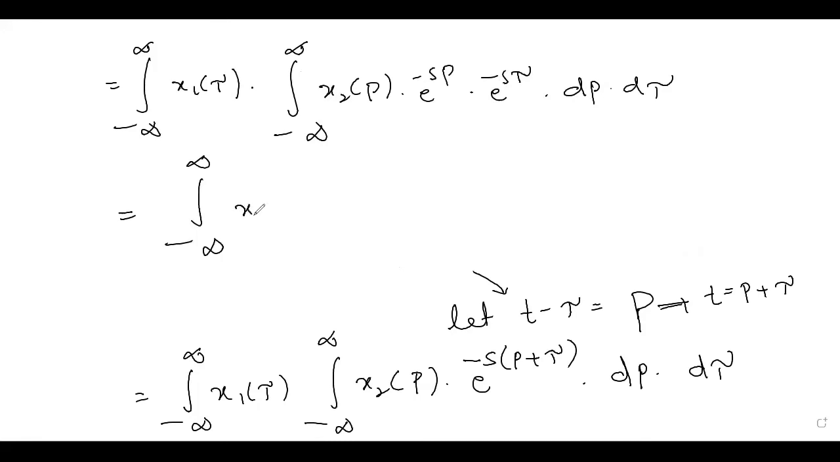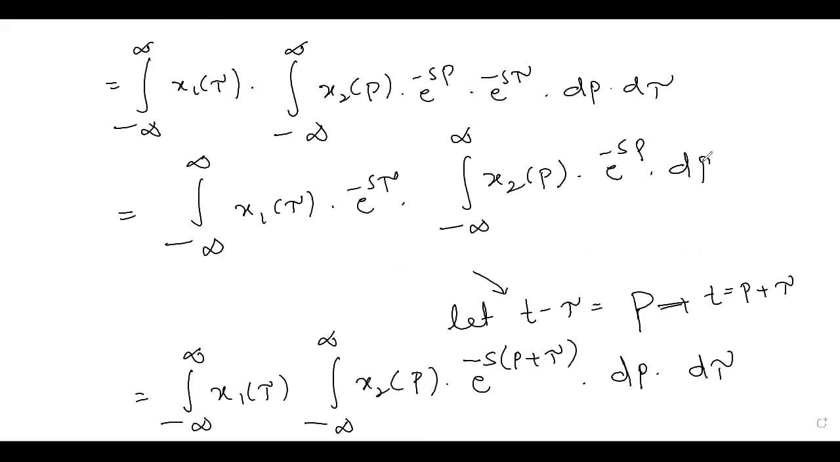Integral from minus infinity to infinity of x1 of tau into e power minus s tau, integral from minus infinity to infinity of x2 of p into e power minus sp into dp, into d tau. Okay. Now tell me, what is this? This is nothing but x2 of s, because the signal multiplied with the kernel e power minus st dt form is there, isn't it? So this is nothing but the Laplace transform of the second signal x2 of t.